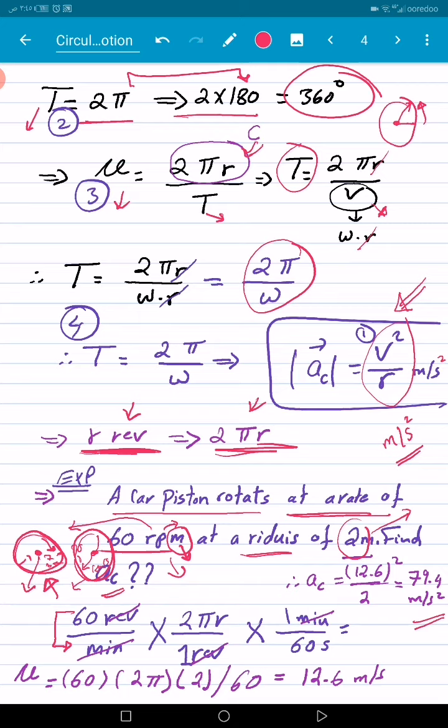So v is equal to what? 60, that I find from the question, multiplied by r, which is given, so 2 pi, and r, which is given as 2, divided by 60 seconds in 1 minute, and you find it is 12.2. So what is the acceleration? The acceleration is v squared divided by r, which is also given in the question. So that is the centripetal acceleration.